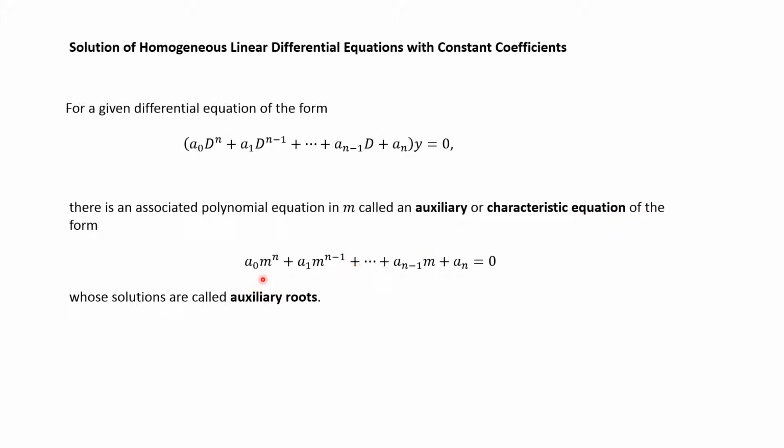Now look how this is done. This is a sub 0 m to the n, a sub 1 m to the n minus 1, and so on, a(n-1) m, and an. This will be called the auxiliary or characteristic equation. And the solution of the differential equation will depend on the roots of this auxiliary or characteristic equation. So there are 4 cases.